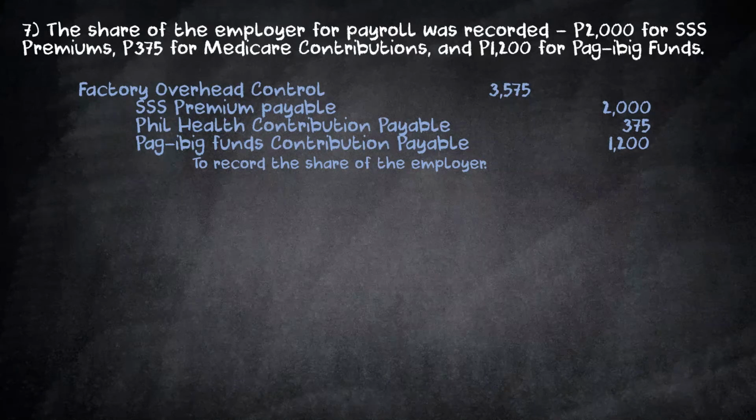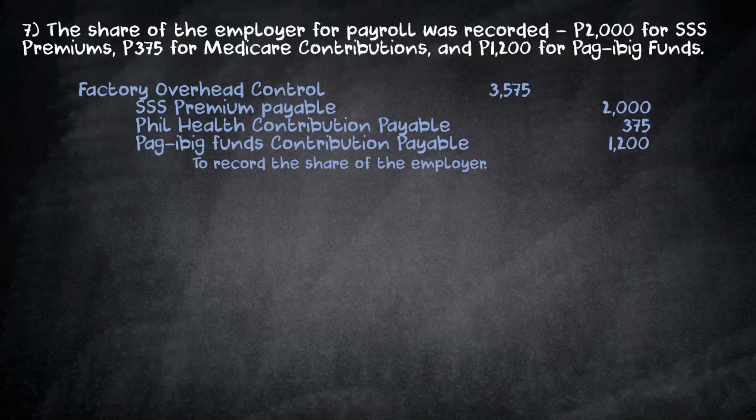So, share ko lang, I will give you some tips. Personally kasi, ang mindset ko sa factory overhead control is isa siyang expense account. Para bang siya yung nag-shoulder, sa kanya napupunta lahat ng expenses na nai-incur for the production. So, in this case, we would treat yung employer share as an expense kasi yung company ang magbabayad nun. Kaya para siyang expense. So, being said, ilalagay natin siya sa factory overhead control. Kaya magkakaroon tayo ng debit na factory overhead control for 3,575.